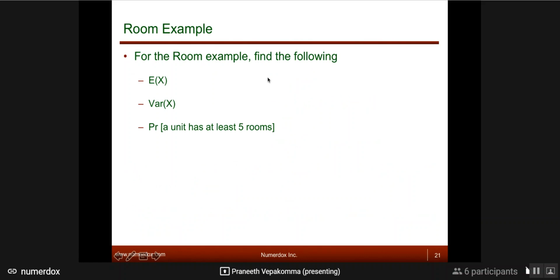All right. So for the room example, this is a quick puzzle. You can work through it.